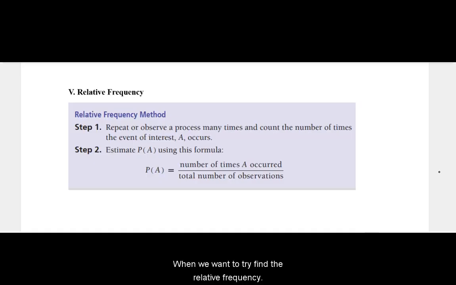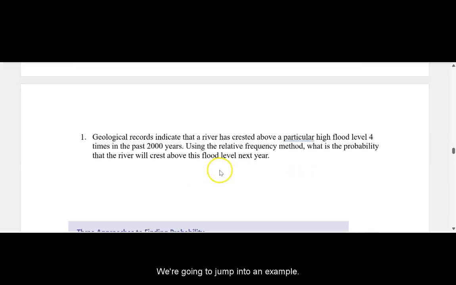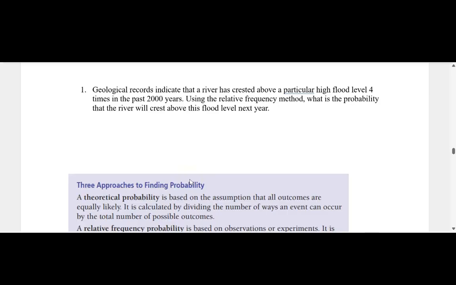When we want to find the relative frequency, you're going to repeat or observe a process many times and count the number of times the event of interest occurs. Then you estimate the probability of that event by looking at the number of times A occurred divided by the total number of observations. So we're going to jump into an example. I just always find that that's easier.